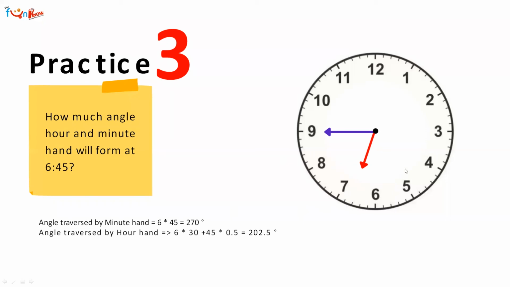So we know this whole angle is 270 and this angle up to here is 202. So in order to calculate this angle, what do we have to do? Absolutely correct. We'll take this angle minus this angle. So if we do that, the answer would be 67.5 degrees.